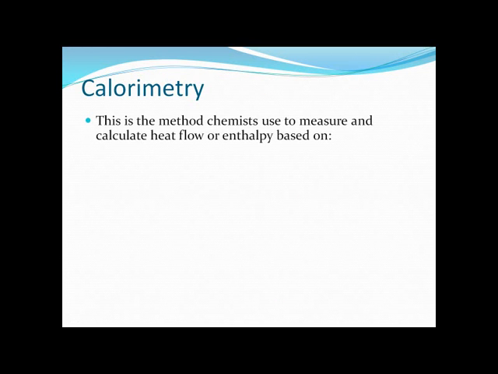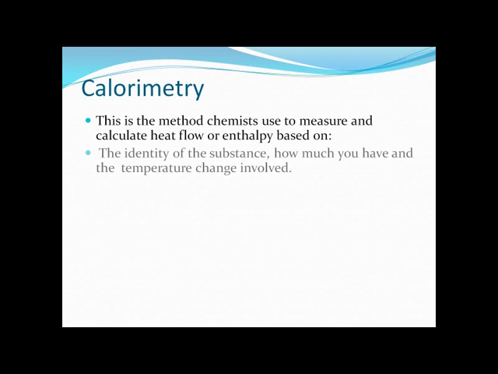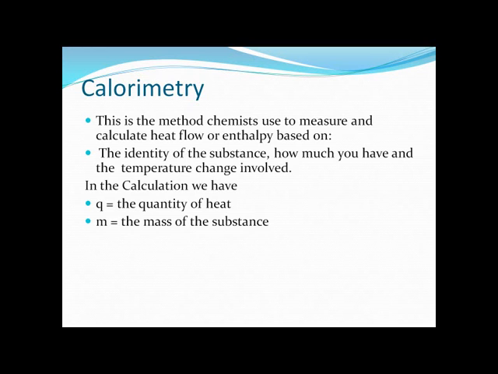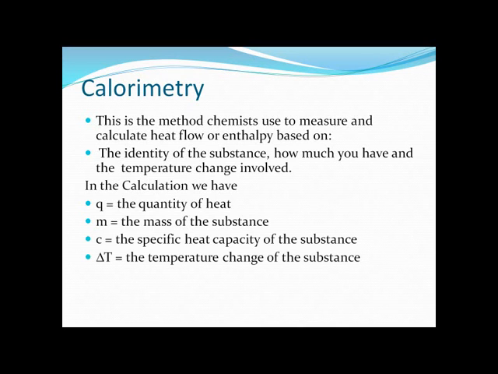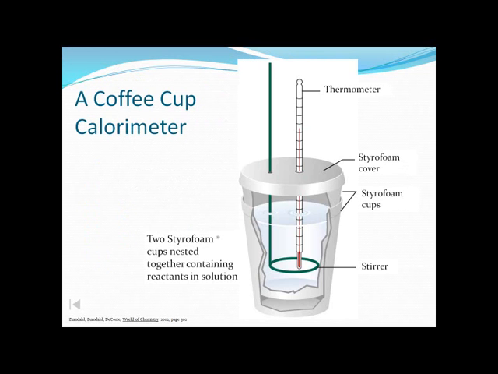Now, calorimetry is the method chemists use to measure and to calculate heat flow, or enthalpy, and it's based on a variety of things, but primarily the identity of the substance, how much of that substance you have, and the temperature change. So in the calculation we have Q, and Q stands for the quantity of heat. The M is the mass of the substance, C is the specific heat capacity of the substance that is absorbing the heat, and finally the delta T, and we end up with the equation Q equals MC delta T, where delta T is temperature final minus temperature initial.